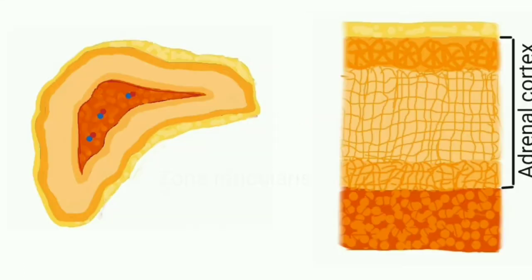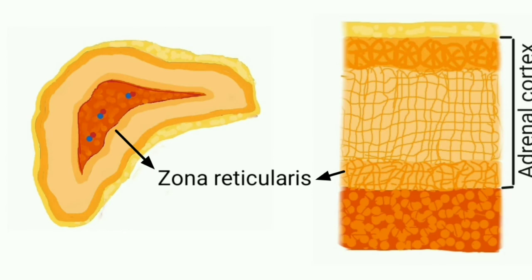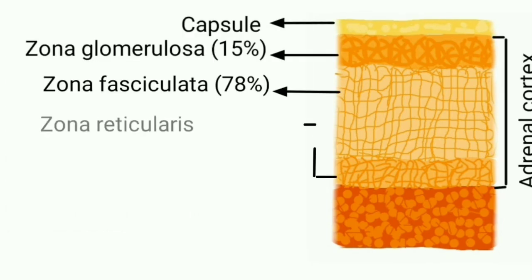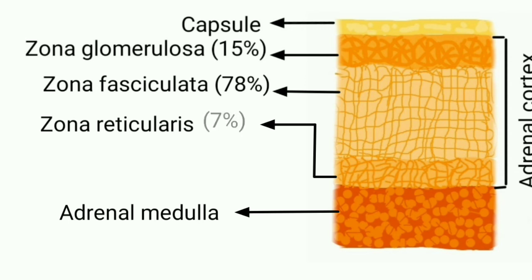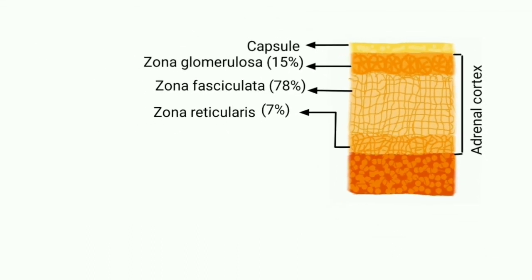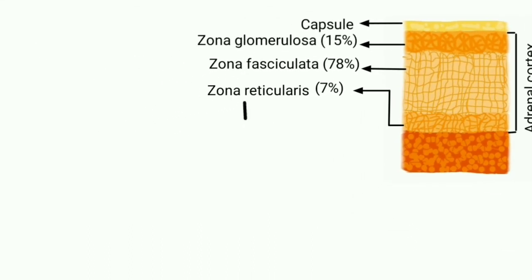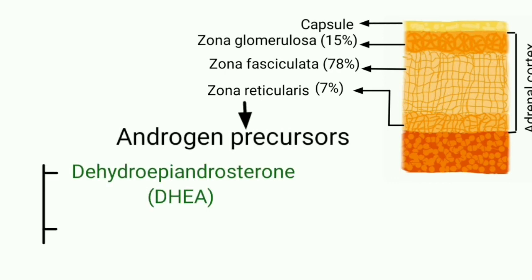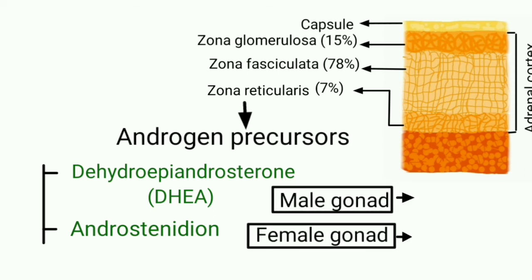Zona reticularis. The zona reticularis is the innermost layer of the adrenal cortex, lying just above the adrenal medulla. That constitutes only 7% of the cortical volume. It comprises of cylindrical masses of epithelia arranged in an irregular net-like pattern. The zona reticularis is the site of biosynthesis of androgen precursors such as dehydroepiandrosterone or DHEA and androstenedione from cholesterol. These androgens are released into the bloodstream and transported to gonads where they are converted into testosterone or estrogen.